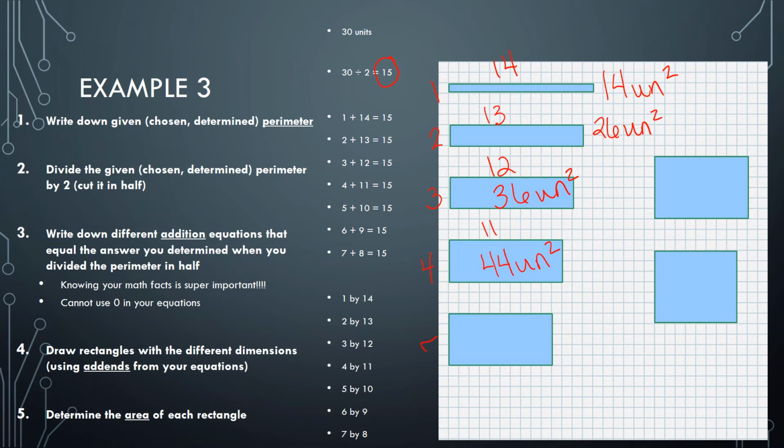We have 5 by 10. 5 times 10 is 50 units squared. We have a 6 by 9. 6 times 9 is 54 units squared. And we have a 7 by 8. And we know 7 times 8 is 56 units squared. So we always have to figure out the area of each rectangle that we draw.